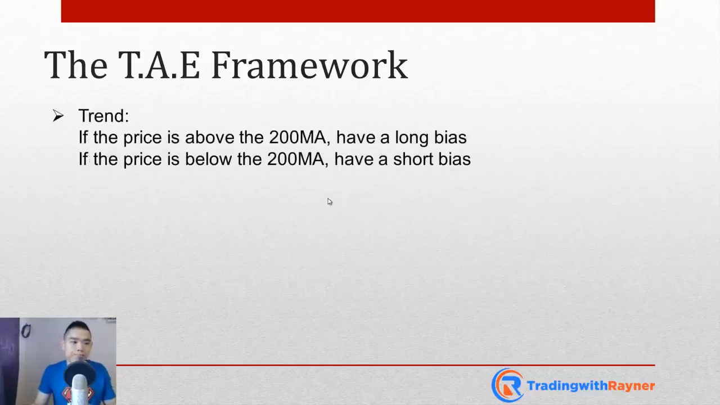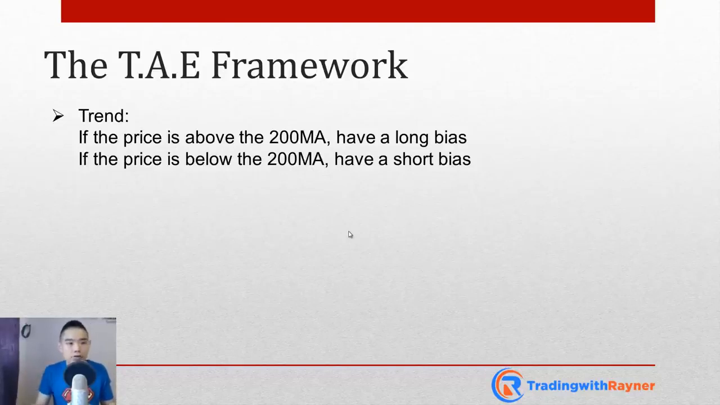So firstly, the trend. What we are looking for is that if the price is above the 200 MA, we will have a long bias. This means that we want to be a buyer in this market condition. If the price is below the 200 MA, then we will have a short bias. This means that we will only be looking to short. So understand that when I define the trend, it doesn't mean that just because the price is above the 200 period moving average, you go long immediately. No, right? This is just to give you a bias, a permission that, hey, now it's time to be looking for buying opportunities, okay?